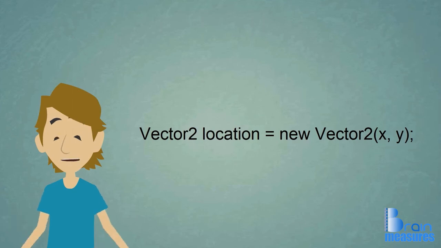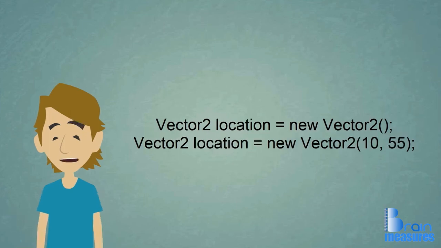Sometimes when you set a variable, you have to let the compiler know that you're creating a new variable. In this case, all you have to do is type in new Vector2. As you can see, the first example does not set the xy coordinates, but the second one does.